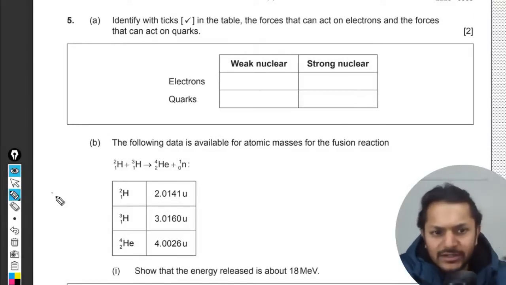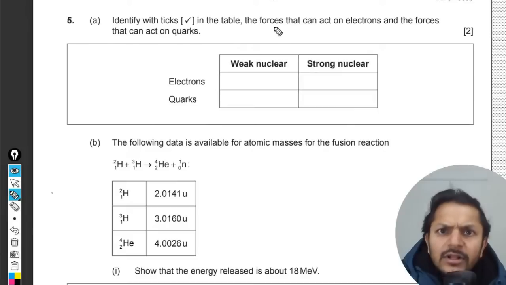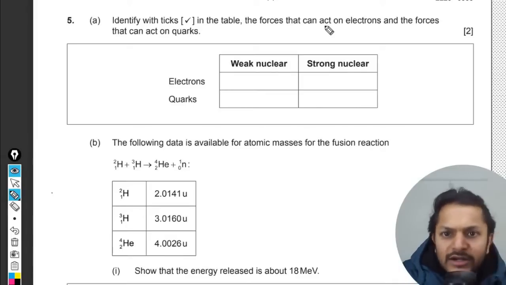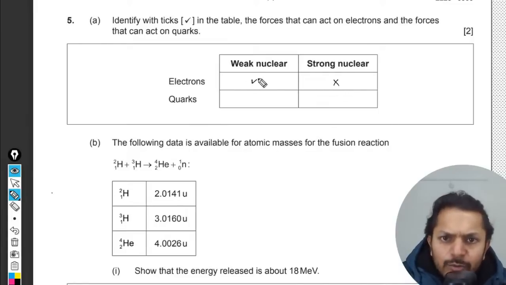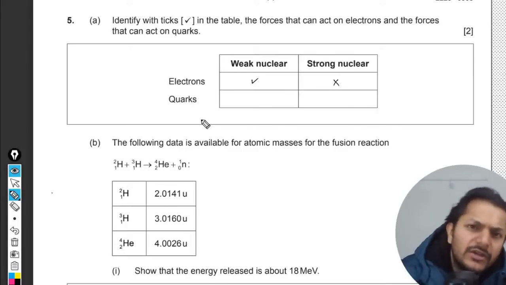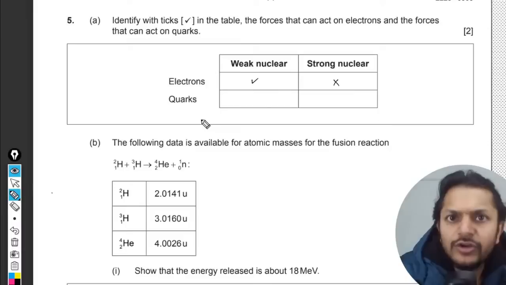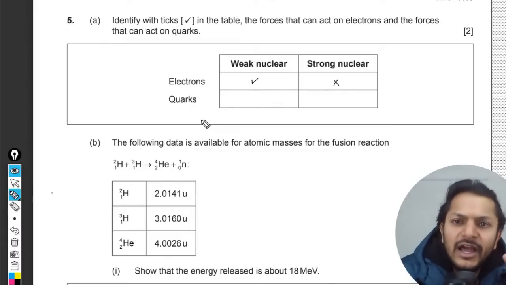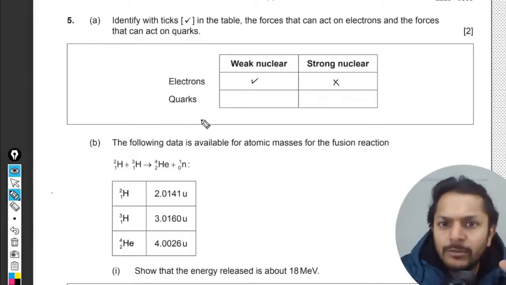Okay, dear student, let us see what is there in this question now. Question number 5. Identify with ticks in the table the forces that can act on the electrons and the forces that act on quarks. So electrons cannot have strong nuclear forces. Electron would be experiencing only weak nuclear forces. Why? Because they are not quarks, and they are not part of the nucleus itself. Strong nuclear forces act within the nucleus, and there are no electrons there, so they would be experiencing weak nuclear forces, but not the strong nuclear.